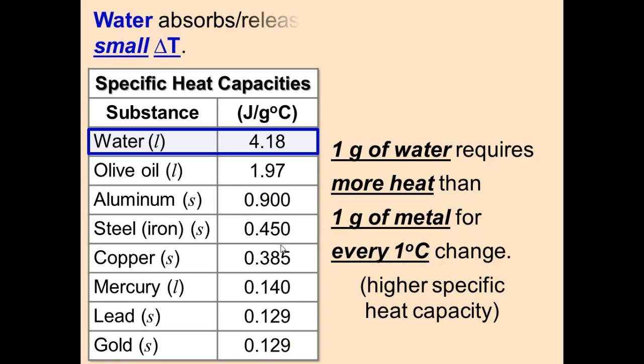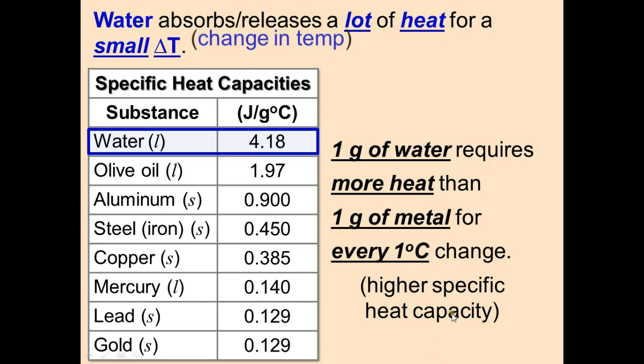And if something has a higher specific heat capacity, that means it'll store heat, so it'll take longer for it to heat up or cool down. And that is why water can absorb and release a lot of heat for a small change in temperature. And delta, by the way, just means change, and T is the temperature, so that's what it stands for.